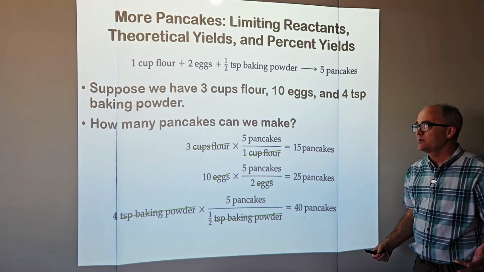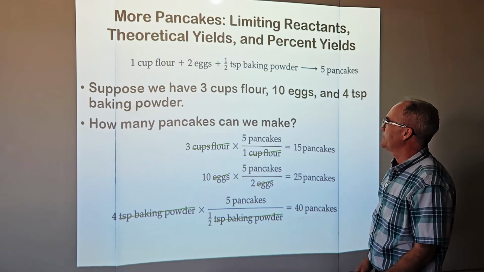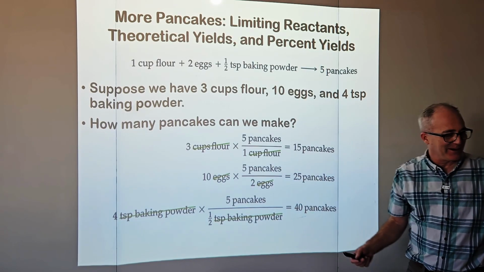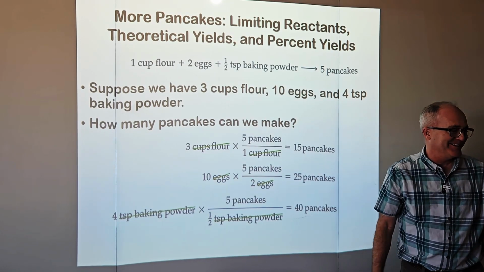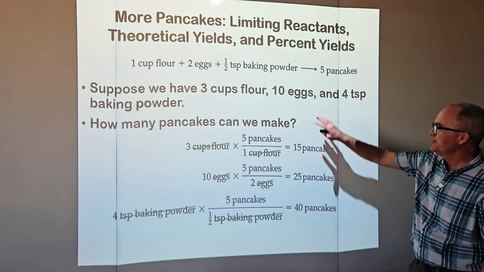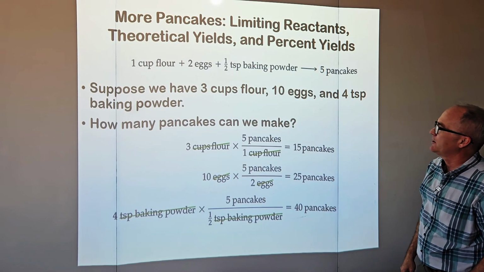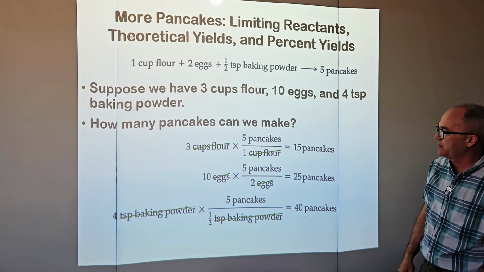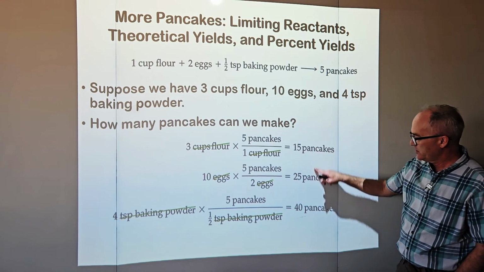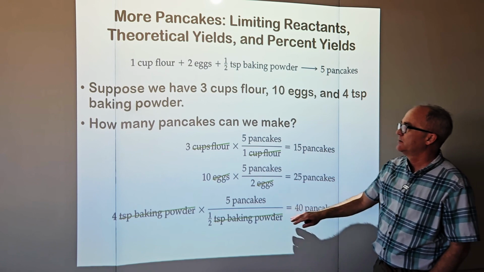And I go to my pantry and I find 3 cups of flour. I open up my fridge and I say, I am wealthy, I got 10 eggs. Little joke for the times maybe. And 4 teaspoons of baking powder. How many pancakes can we make? So these are all theoretical yields.